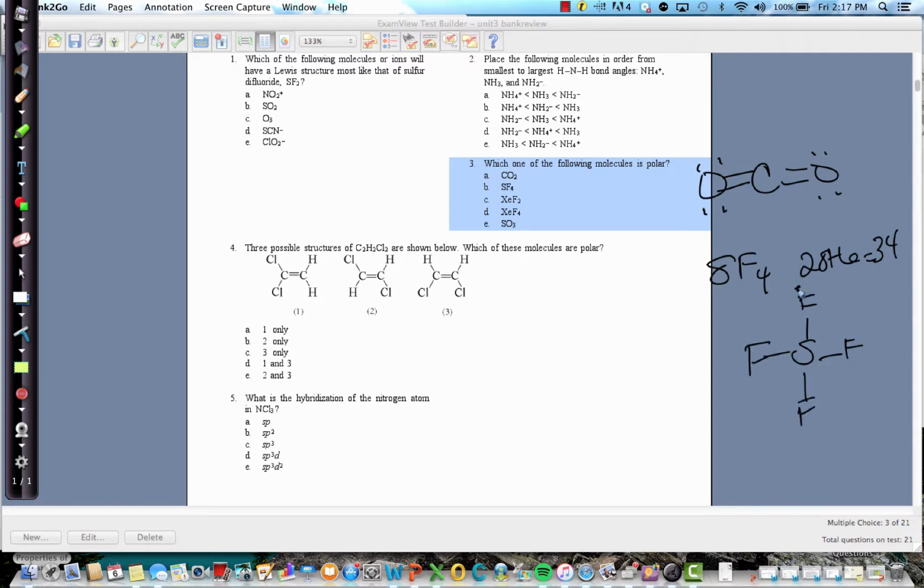I'll distribute the electrons to the fluorines, so 2, 4, 6, and 8. It's now satisfied, so I can move on. 2, 4, 6, 8, move on. 2, 4, 6, 8. Now let's count to see how many electrons we've distributed. It's 2, 4, 6, 8 times 4, which would give me 32.